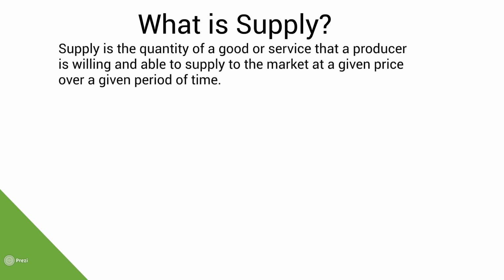So first, what is supply? Supply is the quantity of a good or service that producers are willing and able to supply to the market at a given price over a given period of time.